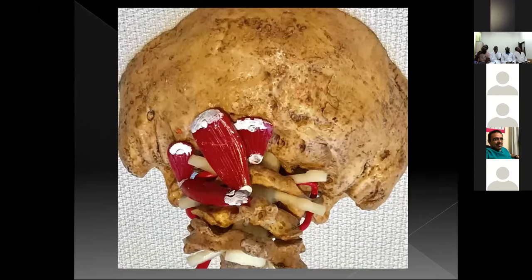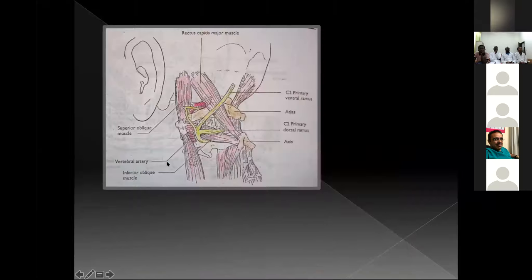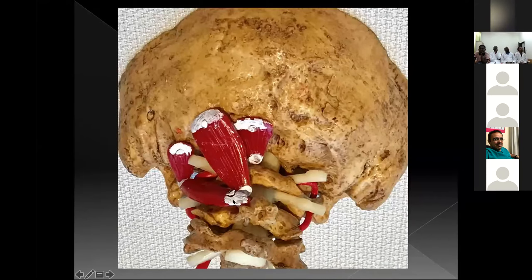So this is a bone, an occipital or craniocervical junction. This is made in resin. I am making this kind of model to recognize the structures. Superior oblique muscle, superior rectus muscle, as you can see, superior obliquus, rectus capitis. So superior obliquus and inferior obliquus. This is the superior obliquus, inferior obliquus, and the rectus capitis major, rectus capitis minor. Here we have the first cranial nerve and the vertebral artery. So it's very, very important to know this part of this region.